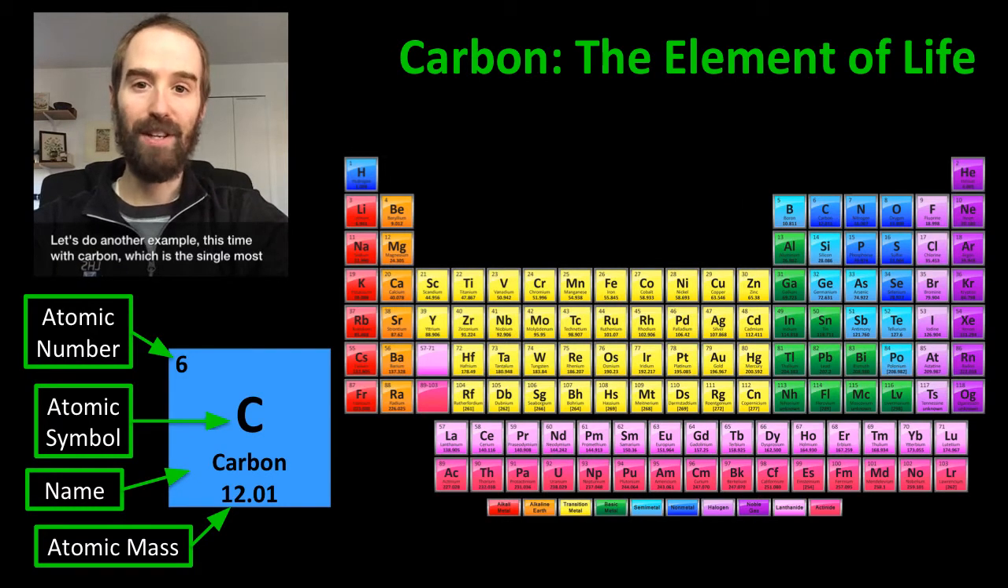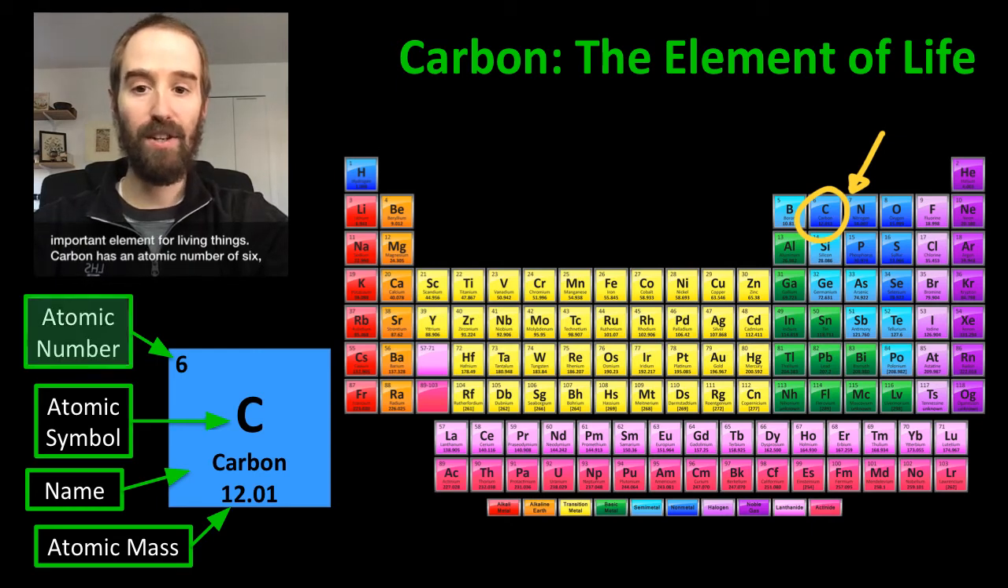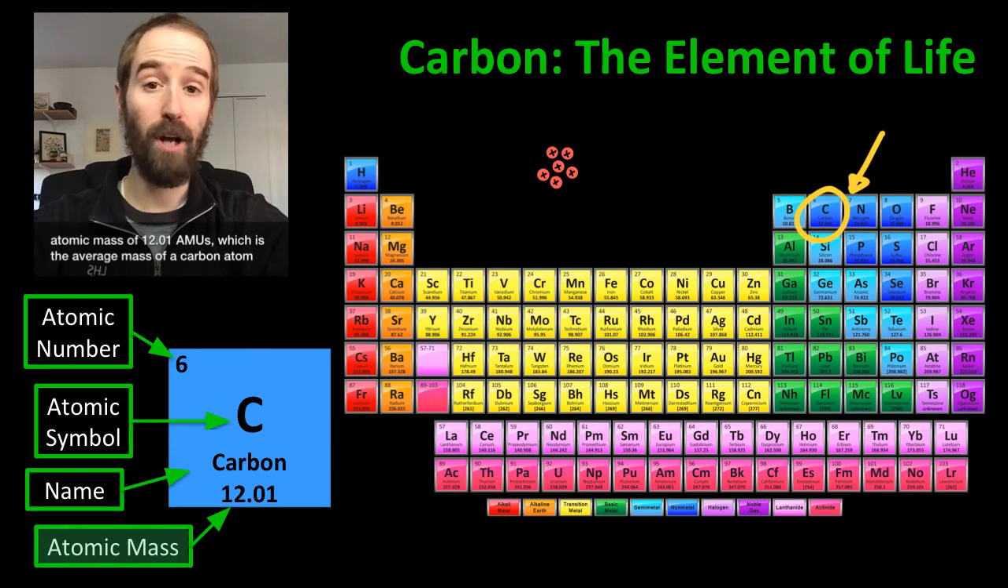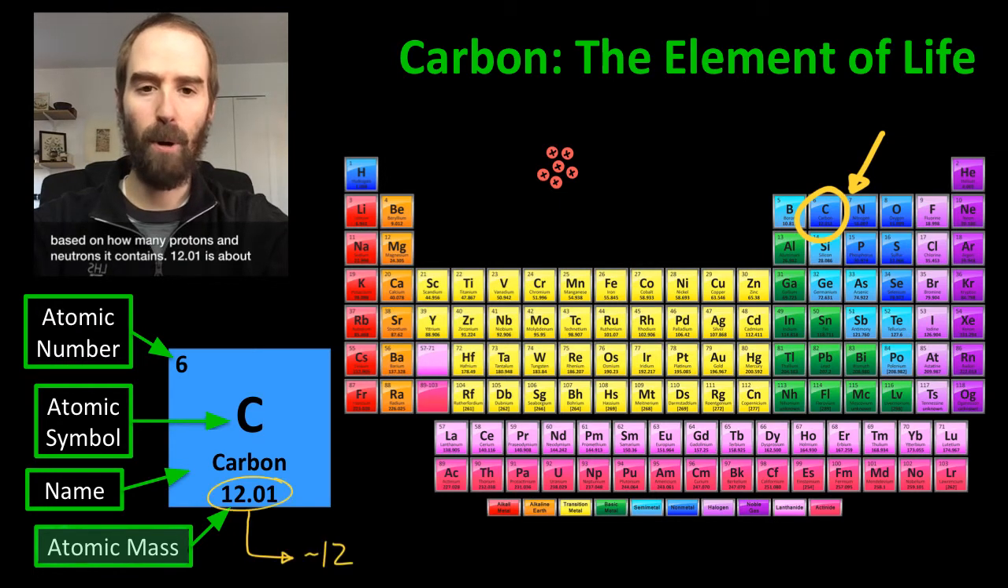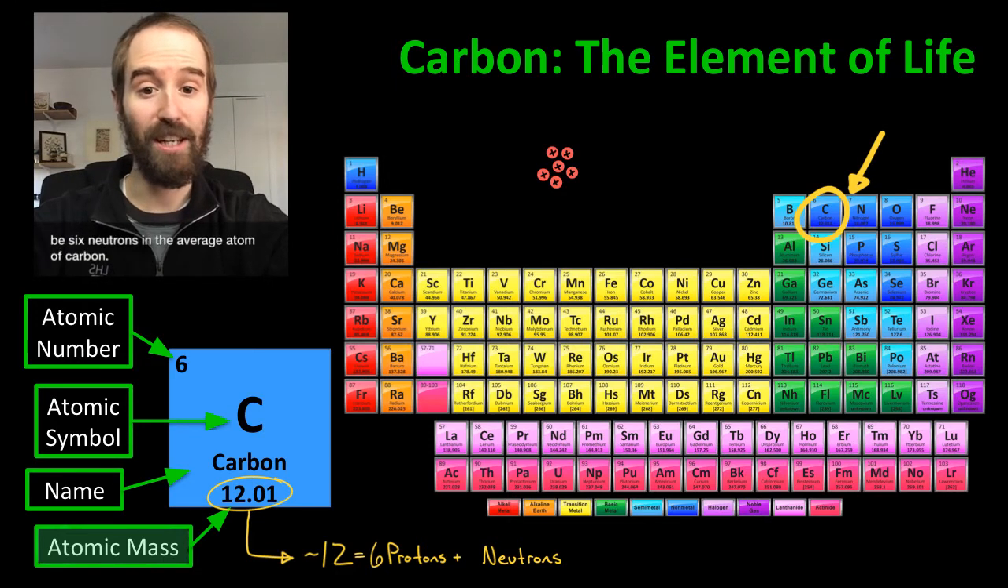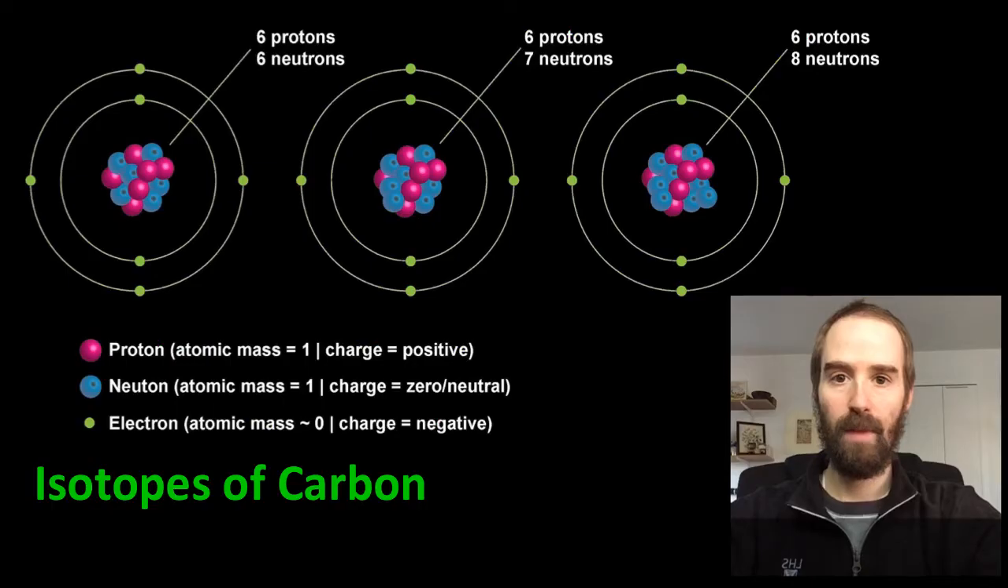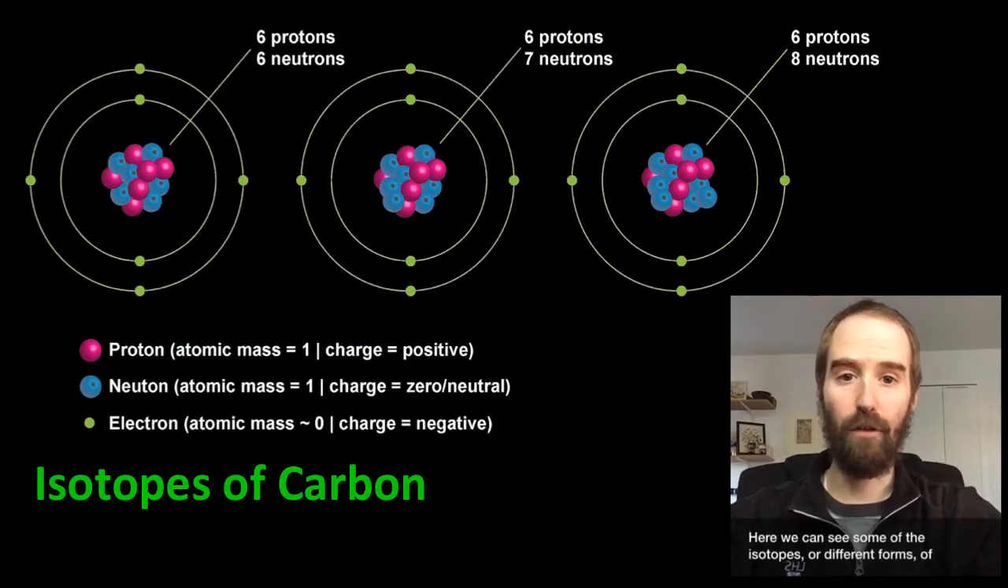Let's do another example, this time with carbon, which is the single most important element for living things. Carbon has an atomic number of 6, meaning it always contains 6 protons in the nucleus. It also has an atomic mass of 12.01 AMUs, which is the average mass of a carbon atom based on how many protons and neutrons it contains. 12.01 is about 12, meaning that 12 is the number of protons plus neutrons in the nucleus of a carbon atom. Since we know that there are 6 protons, there must also be 6 neutrons in the average atom of carbon. Here we can see some of the isotopes, or different forms of carbon.